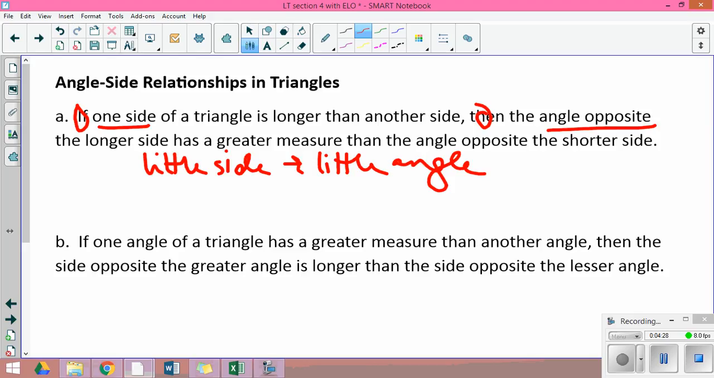Part B here says if one angle has a greater measure than another, then the side opposite the greater angle is longer. It's the converse. Okay, little angle, little side.